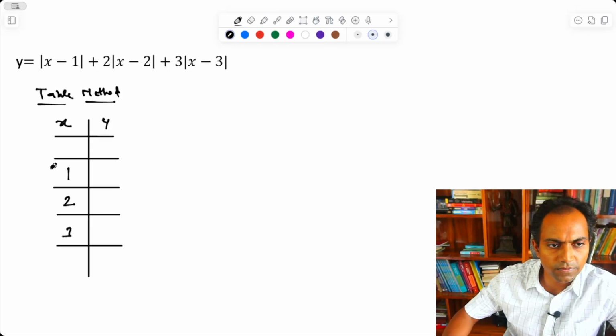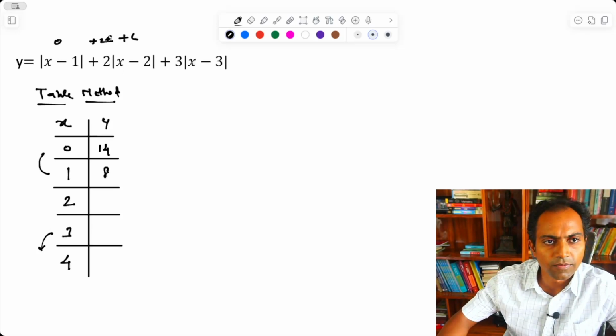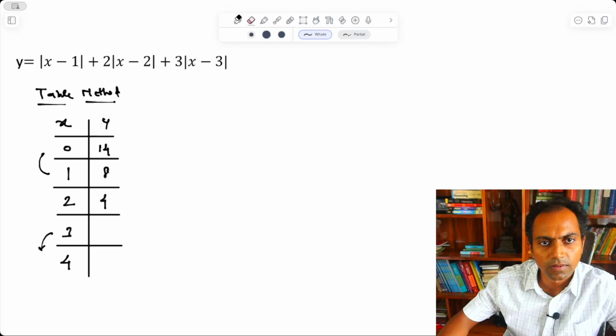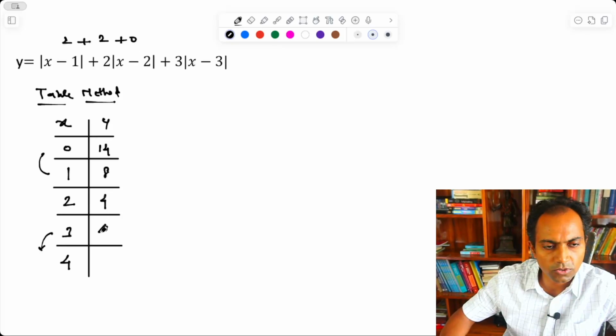And now we will take a value smaller than the first one. Let us consider 0, and one greater than the last one. Consider that as 4. If I put 2, the first one will become 1, the next one becomes 0, and the third one becomes 3. So, this becomes 4. And if I put 3, the first one becomes 2, the next one becomes 2, and the last one becomes 0. So, this also becomes 4.